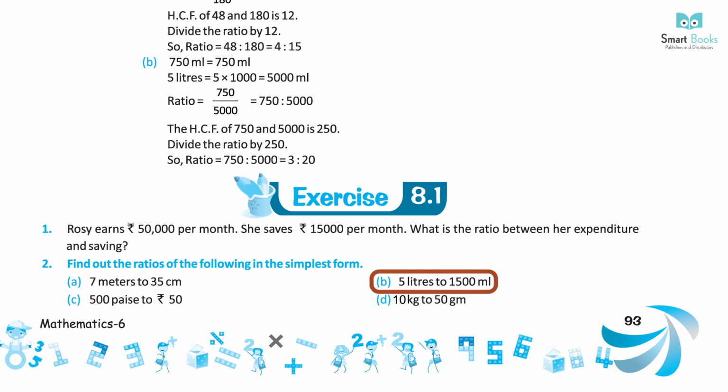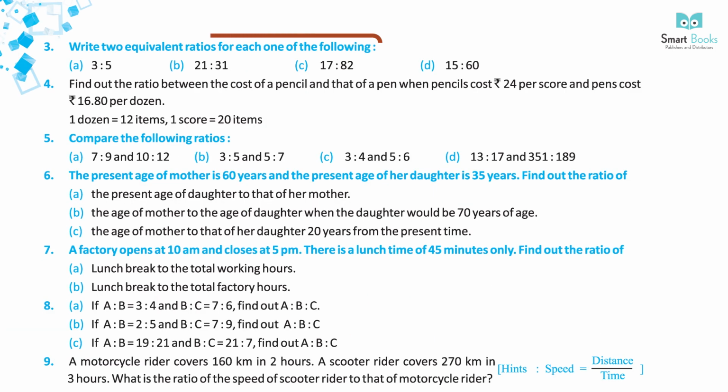B. 5 liters to 1500 milliliters. Solution: 10 ratio 3. C. 500 paise to rupees 50. Solution: 1 ratio 10. D. 10 kg to 50 grams. Solution: 180 ratio 1.